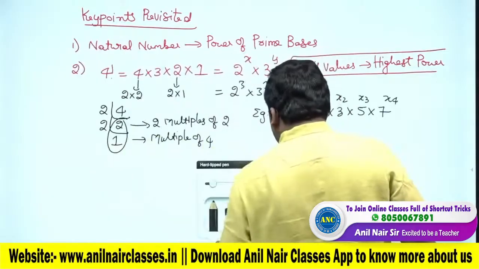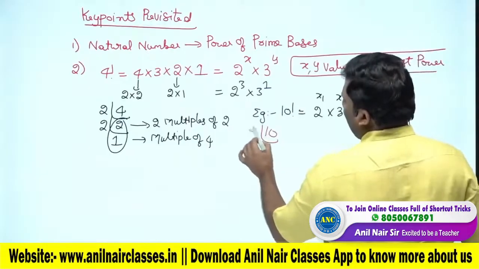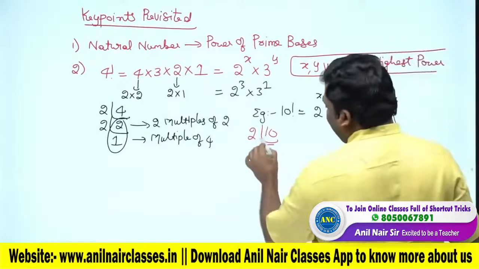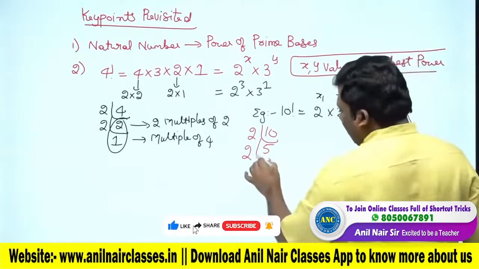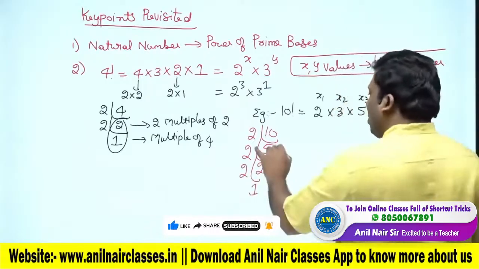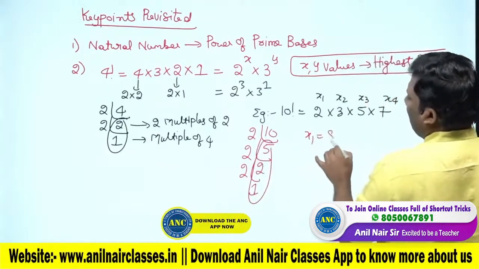It is all about the highest powers. Now see here. 10, I am dividing. 2 5s are 10. What does this 5 denote? There are 5 multiples of 2. Again I am dividing. 2 2s are 4. There are 2 multiples of 4. 2 1s are 2. So 5 plus 2 plus 1, it is 8. x1 value, it is 8.